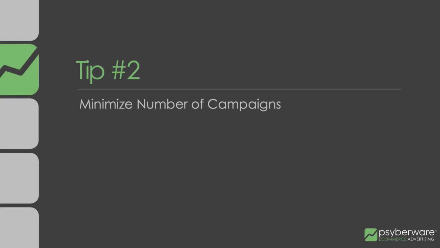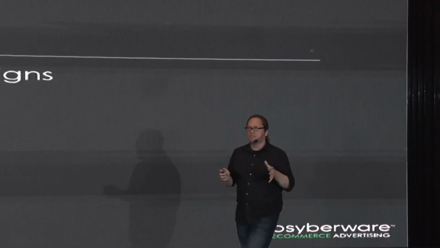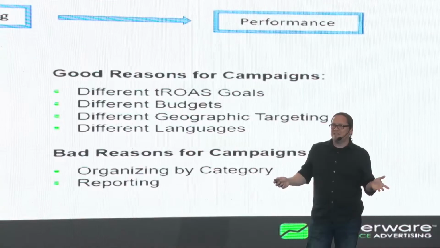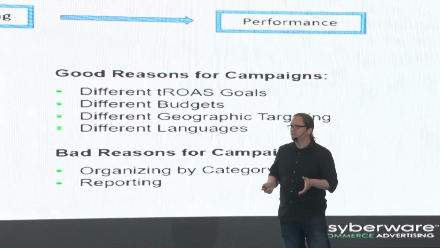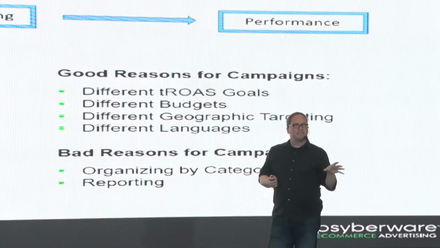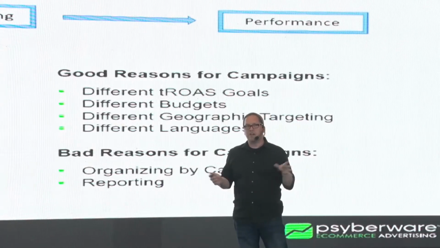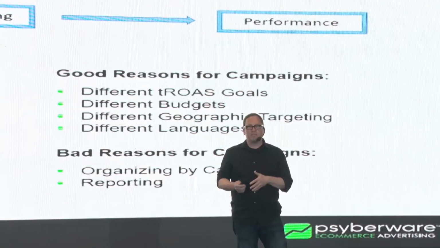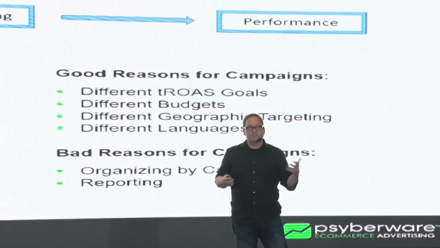So tip number 2 is to minimize the number of campaigns you have. And this is really about pooling more data together so the campaigns can learn faster and make better decisions sooner. So if you've got campaign A and campaign B, and they're very similar campaigns with similar goals and targets, think about combining them. There are good reasons for having different campaigns, targeting different places, advertising in different languages, or if you have products with very different product margins and you need to have different return goals.